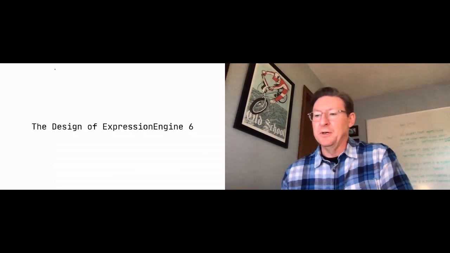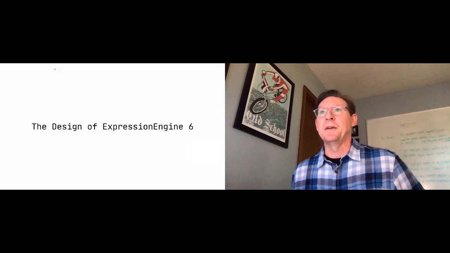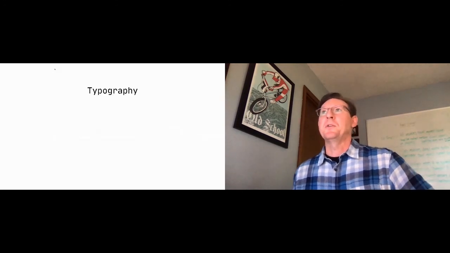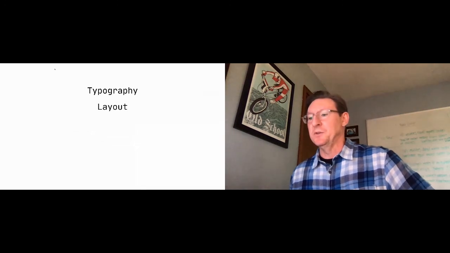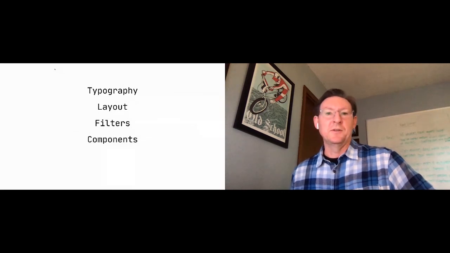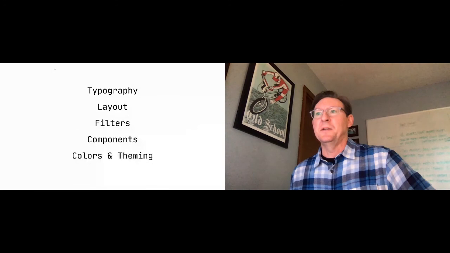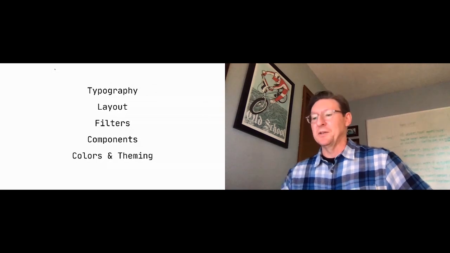We're going to cover a few different categories of EE6 design in the time that we have. We're going to start with touching upon typography, and then we'll talk a little bit about the overall layout of the EE6 control panel. And then I want to talk a little bit about filters, components, and finally, I'd like to mention a few things about colors and theming in EE6.